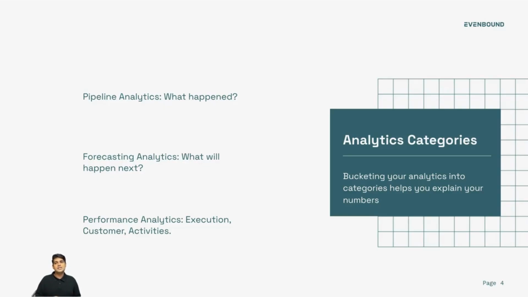Second, forecasting analytics. This is about prediction accuracy. How accurate are your forecasts over time? Where do you consistently miss? What risks are you not seeing? Track your forecast accuracy week by week, month by month, and identify patterns in what you're missing. Third, performance analytics. This is about people and execution. Which reps are hitting it? Which ones need help? What's driving the difference between those reps? Metrics include individual win rates, average deal sizes, sales cycle length, quota attainments, etc.